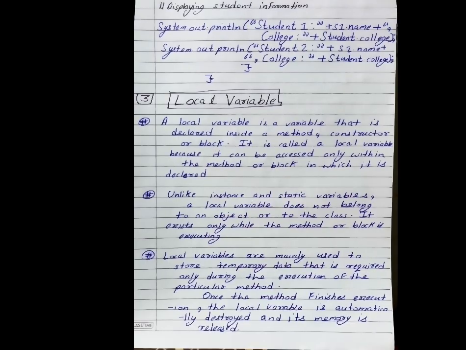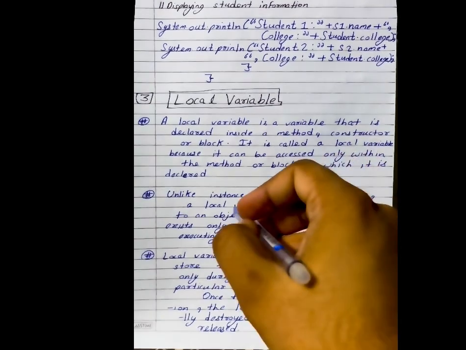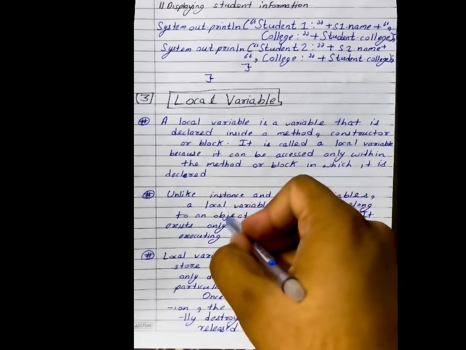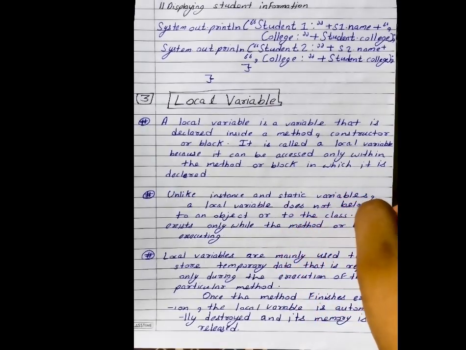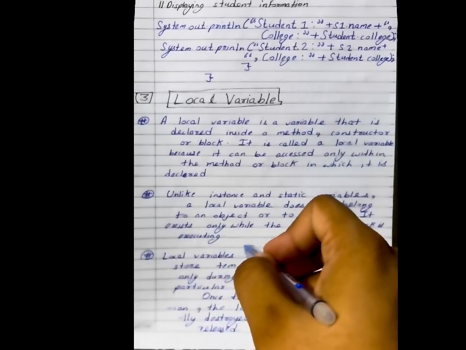And we should know one thing also: local variables are mainly used to store temporary data that is required only during the execution of a particular method. And once the method finishes execution, the local variable is automatically destroyed and its memory is released. Unlike instance and static variables, a local variable does not belong to an object or to the class. It exists only while the method or block is executing, as I said earlier.